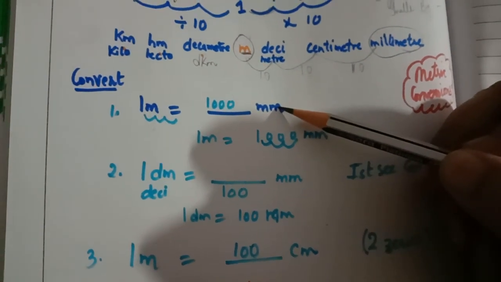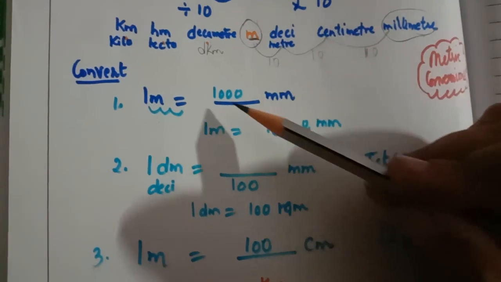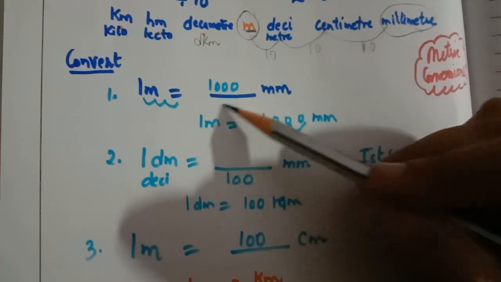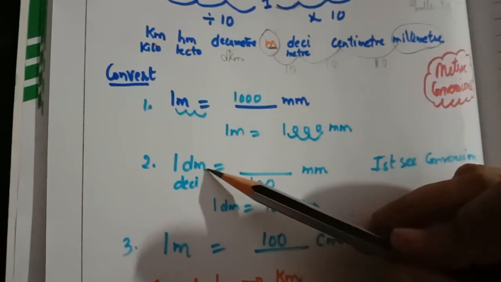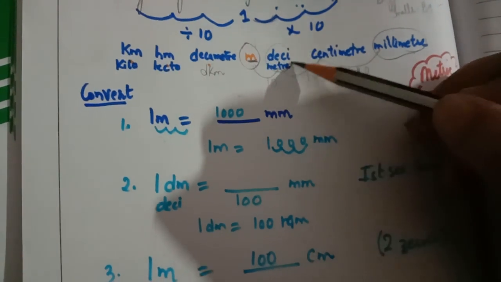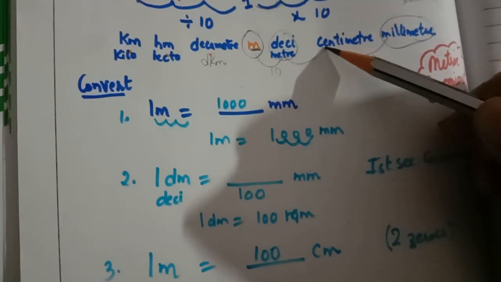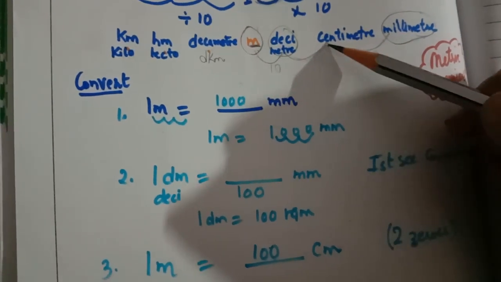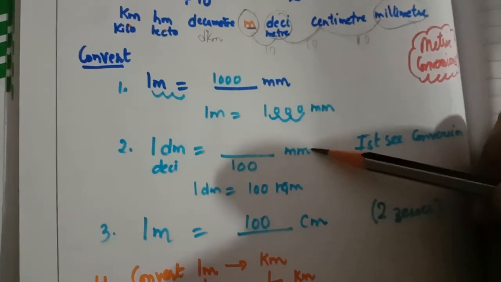As I told you earlier, when we are going from bigger to smaller, then we should multiply. So this answer is 1000 millimeters. Let's see the second one. 1 decimeter is equal to how many millimeters? Now see, decimeter is here and the millimeter is here. So there is a difference of 2 places, 1 and 2. So 1 decimeter is equal to 100 millimeters.